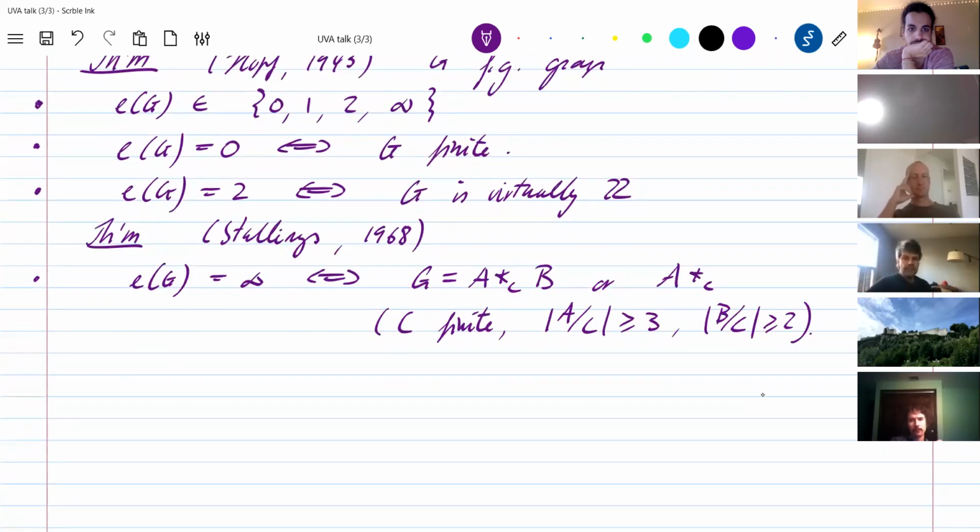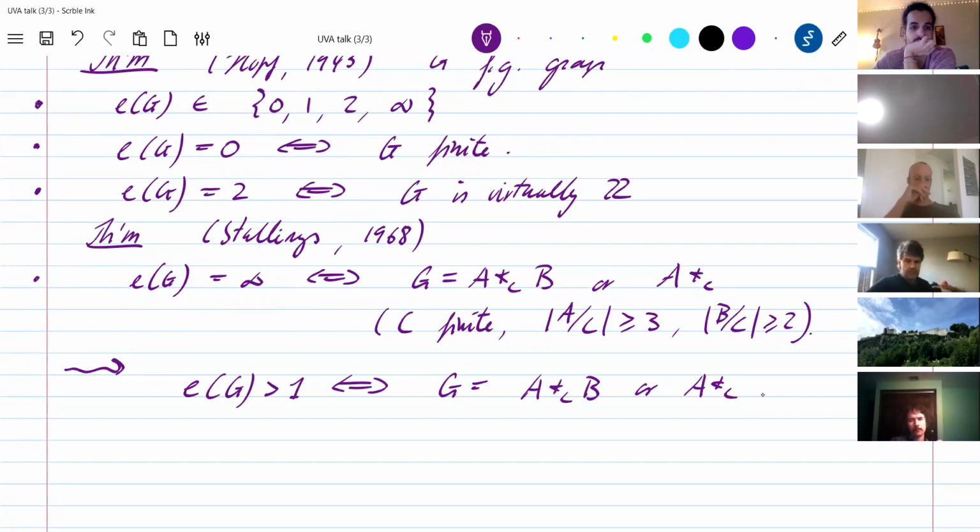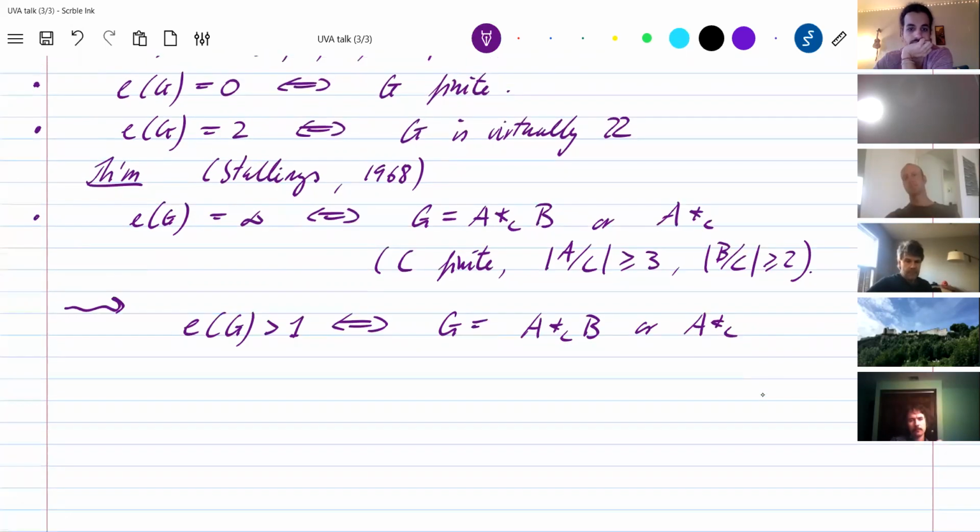Okay, so all of this put together, if we put together this thing and this thing, what we end up getting, and this is what we'll actually use in this talk, is that when the number of ends is strictly greater than 1, we can decompose G as an amalgamated free product or an HNN extension. Because in the case of 2 ends, when G is virtually Z, we can also do this. Okay, so decompose G.